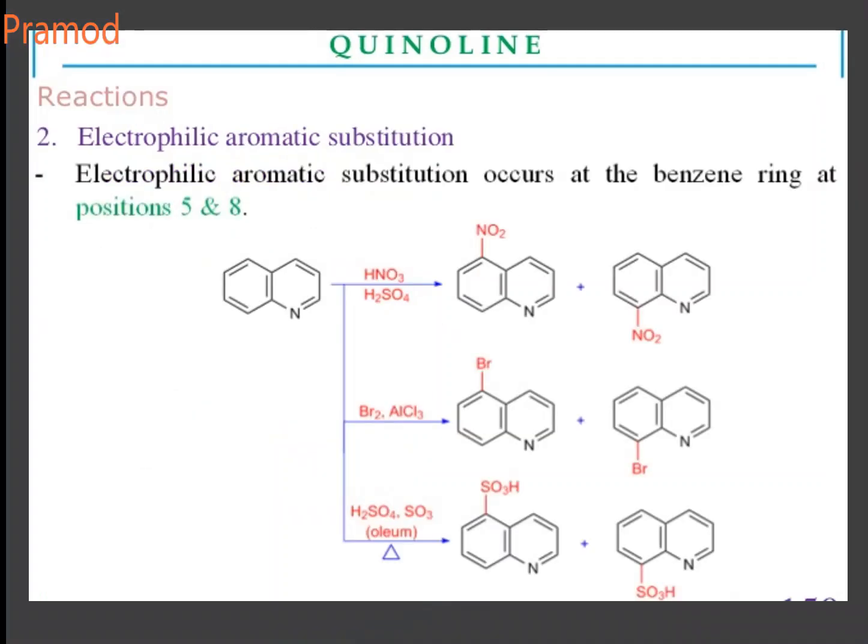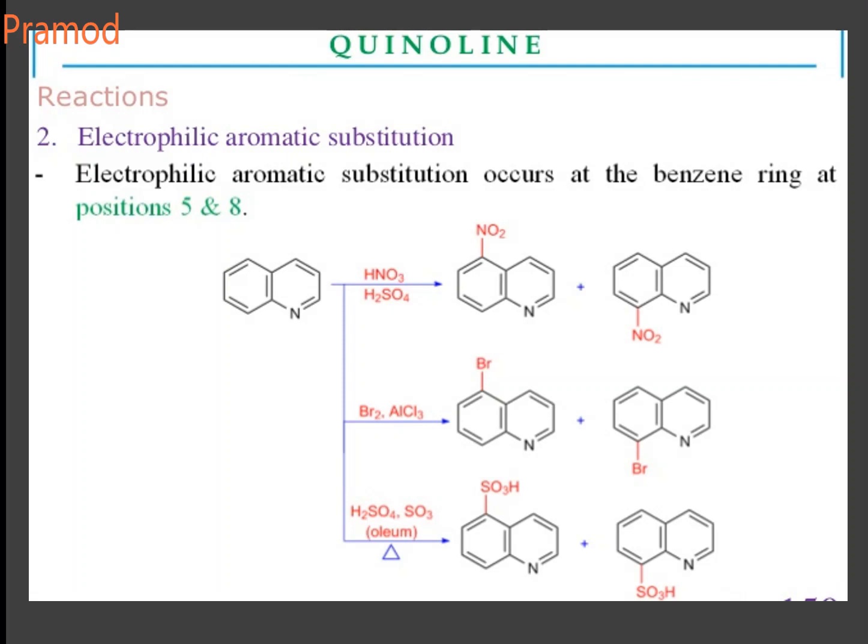Now electrophilic substitution reaction. As you know, pyridine is not an activator. It is a deactivator, and it also has a benzene ring attached to it. So the nitration will prefer the benzene ring. Your electrophilic substitution reaction will be more preferred at your benzene ring rather than your pyridine ring. So mostly you will get substitution at the 5th and the 8th position.